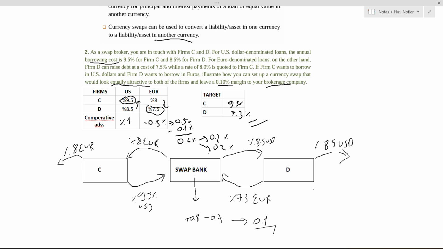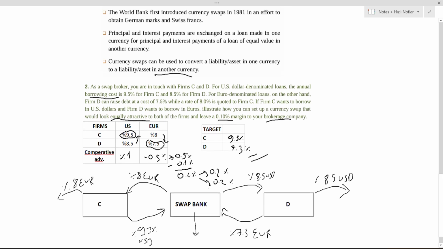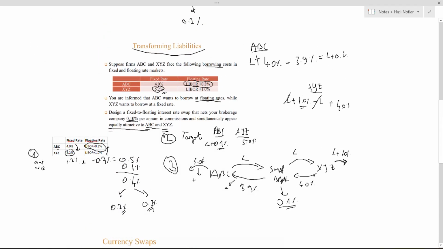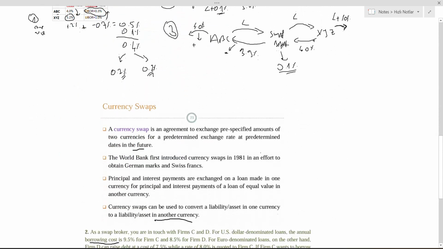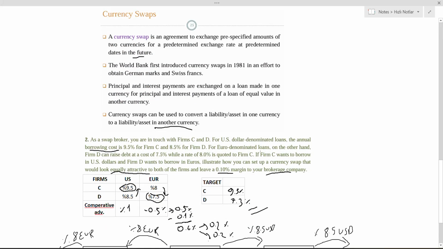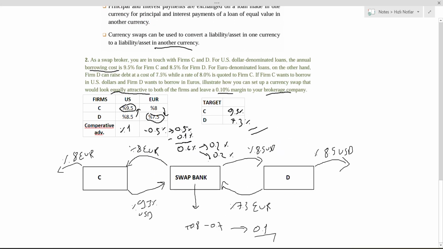I hope you understand that. These are the steps to design a swap. You need to follow these steps: look at the advantage, determine the target, and design a swap. Also in the previous questions we used the same strategy. We allocate the competitive advantage, then determine the target, after that we design a swap. So if you follow these 3 steps, you will be comfortable solving the questions or designing the swap. Okay, take care of yourself, see you.